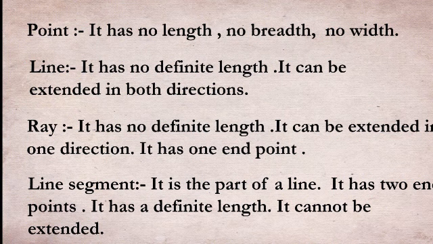After that we have learned line. When we join an infinite number of points, we get a line. It has no definite length. It can be extended in both directions. A ray has no definite length. It can be extended in one direction. It has one end point only.